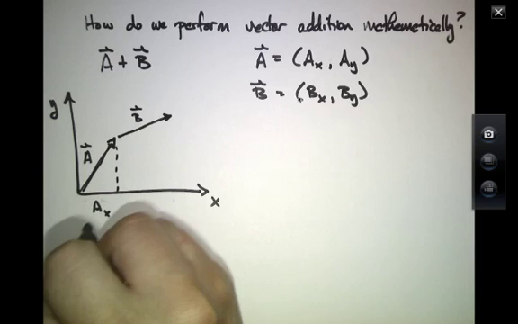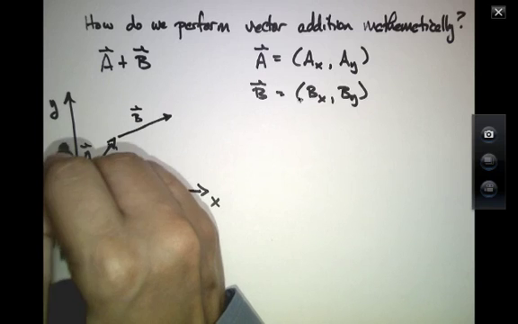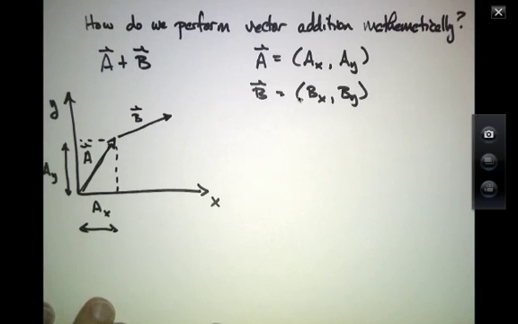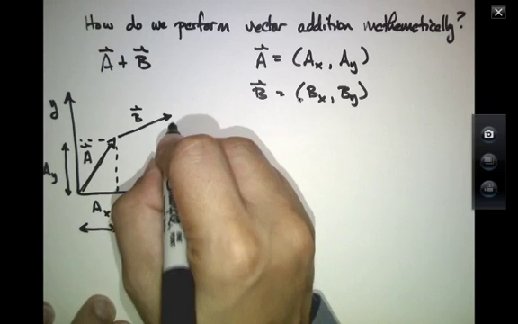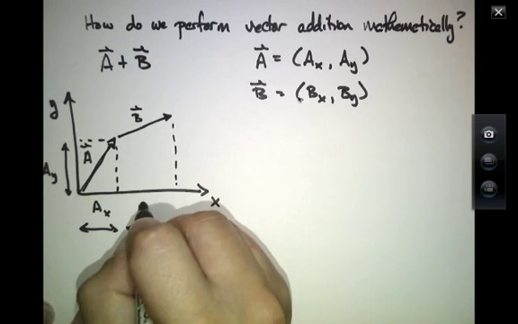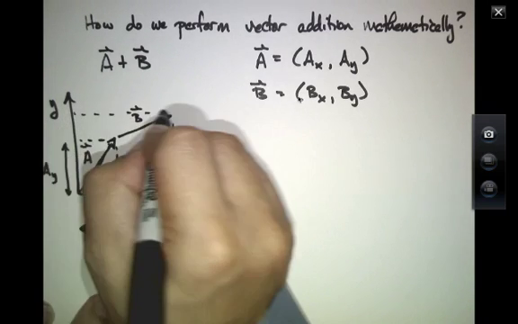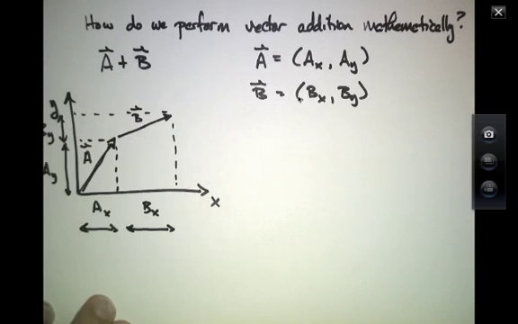This length right here is equal to AX. This length right here is equal to AY. This length right here is BX. And this length right here is BY.